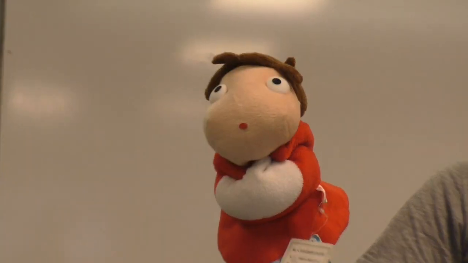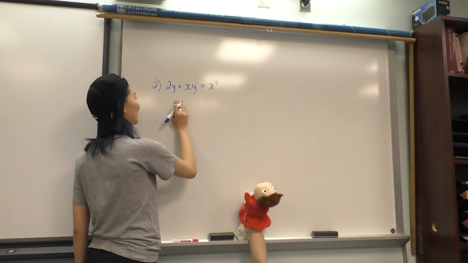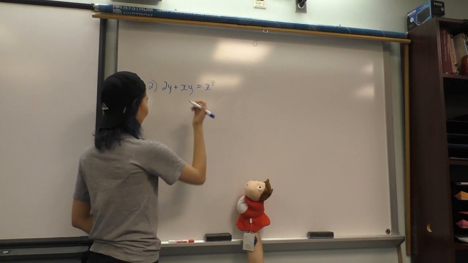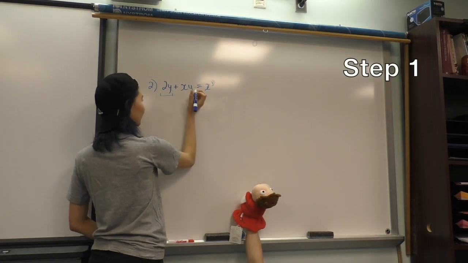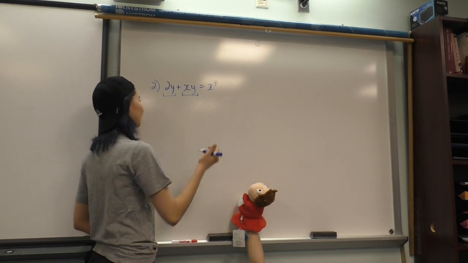Wait, where are we? The producers of this motion picture could not secure the same classroom for 2 periods in a row. So here we have our second problem, which is 2y plus xy equals x cubed. Okay, so first we need to remember that these two are multiplication, which means we have to use the product rule.